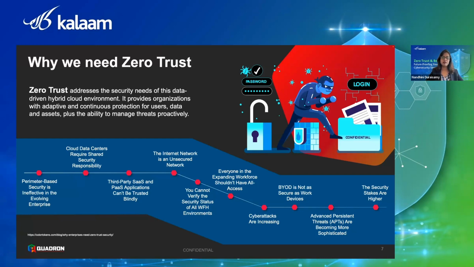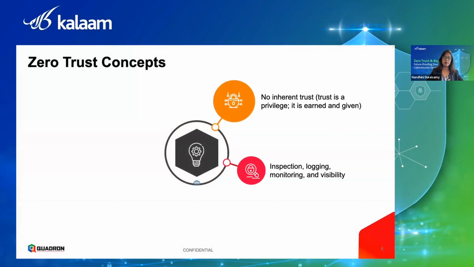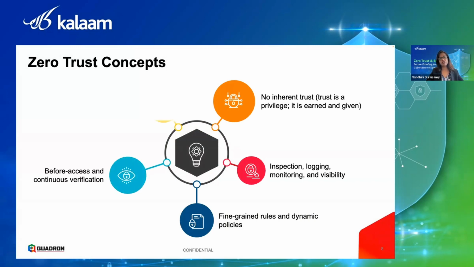And as we see, advanced persistent threats are still a tactic used by adversaries. Day by day, cybersecurity attacks are increasing, and the stakes are pretty high. This is why we need zero trust in every step. Now, when you talk about the concepts, there are 5 concepts: there is no inherent trust, there are fine-grained rules and policies, inspection and logging before access. So what do we mean by this?